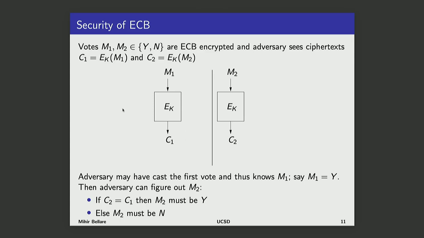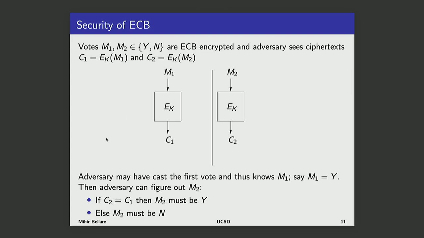So let's see what the adversary makes of this. So suppose that a couple of votes, M1 and M2, have been cast. Each is either yes or no, and they've been encrypted. And the adversary looks at the ciphertext, but it doesn't know the key, so it can't reverse the encryptions. It just sees these ciphertexts. When it sees the first one, it probably looks like complete gibberish. Assuming E is a good block cipher, it can't know from this whether the vote was yes or no.